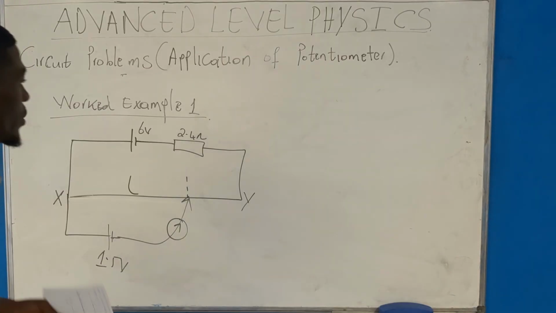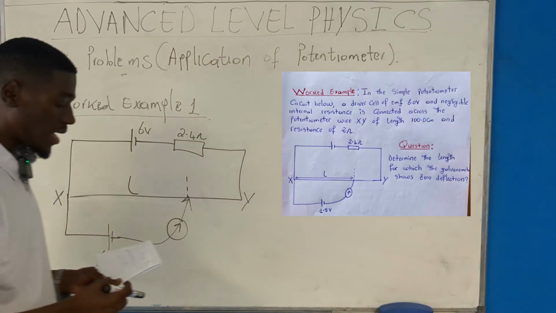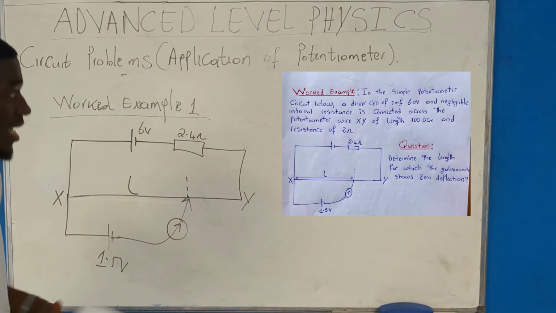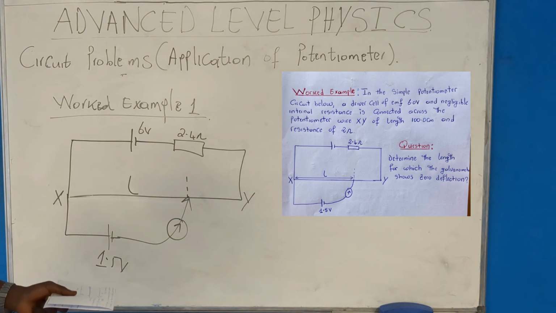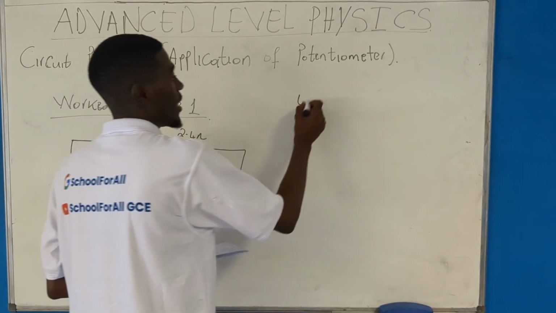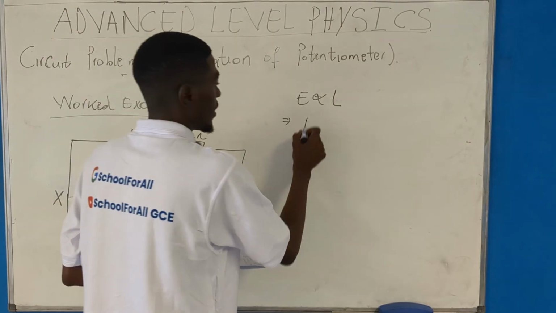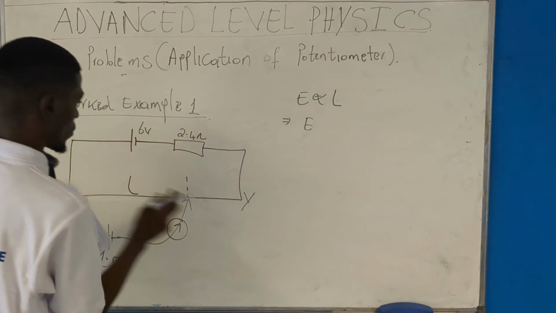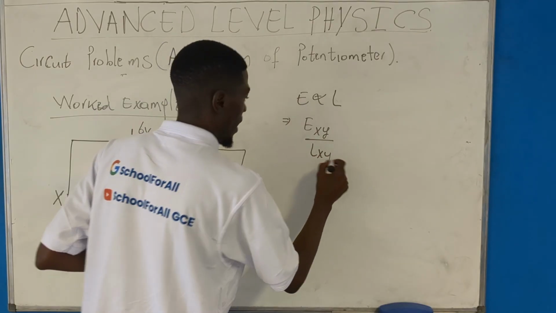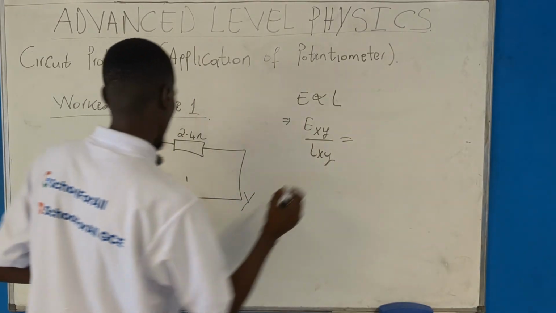Okay, so that is a series for example 1. Example 1 is asking us to determine the length for which the galvanometer shows zero deflection. We all know that one. When the galvanometer shows zero deflection, it means that we are at the balance point, and at balance point, the EMF is proportional to the length. This implies E across XY, all over the distance XY, should be equal to E.